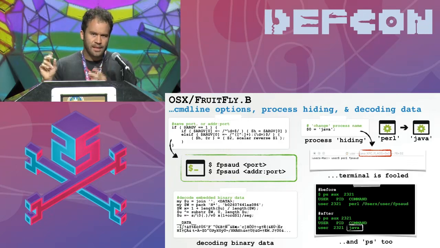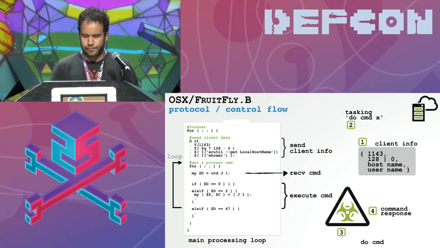It also hides its process by just changing argv[0]. This will fool tools like ps. And then finally it decodes some binary data, which turns out to be an embedded Mach-O binary.